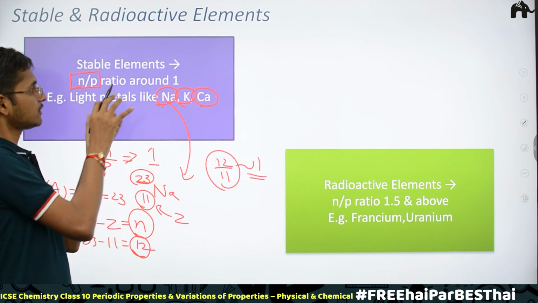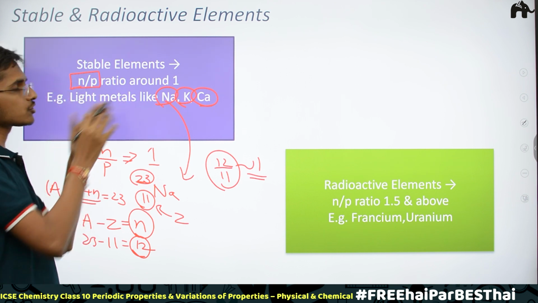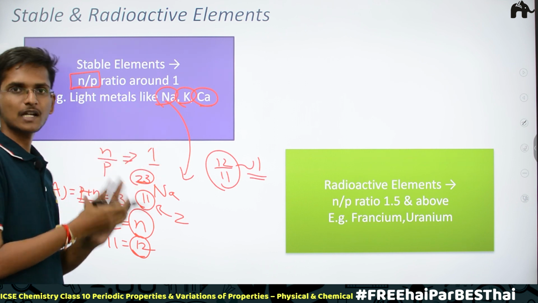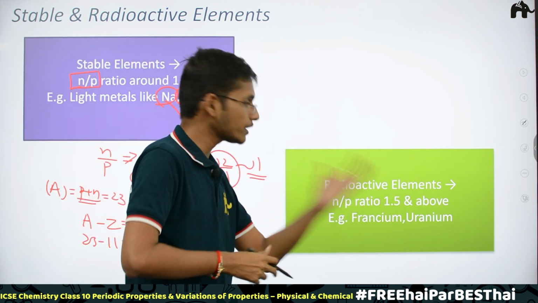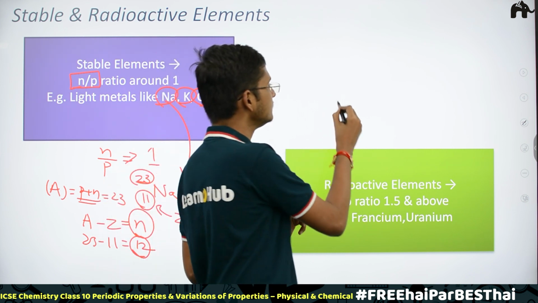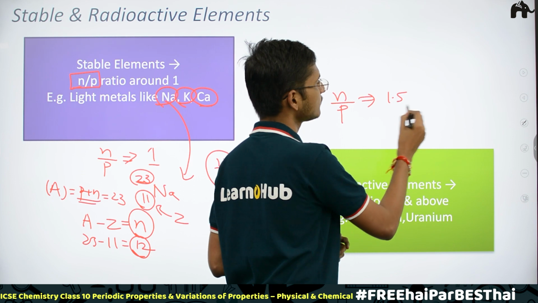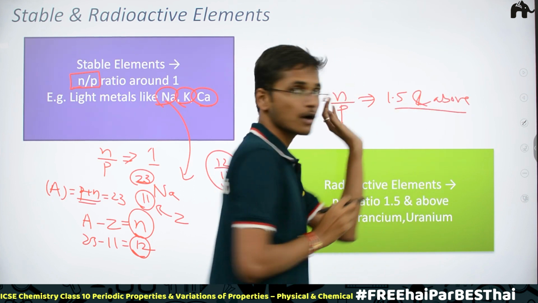So this special characteristic is shown by stable elements. Their neutron to proton ratio is around 1. You have to remember it in this way, and you can remember it with the help of an example as well. Now what is the fact about the radioactive elements? These have a neutron to proton ratio of 1.5 and above. So it can be 1.5 or above 1.5.